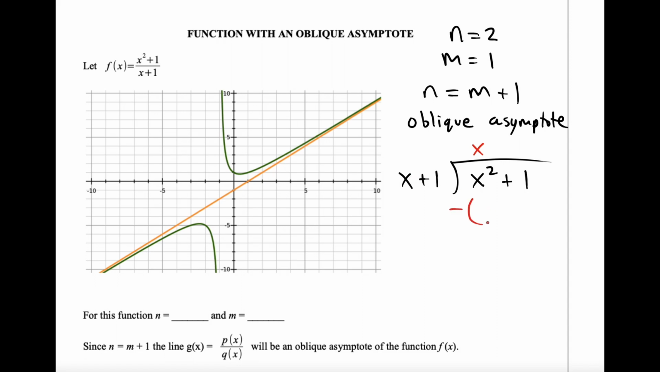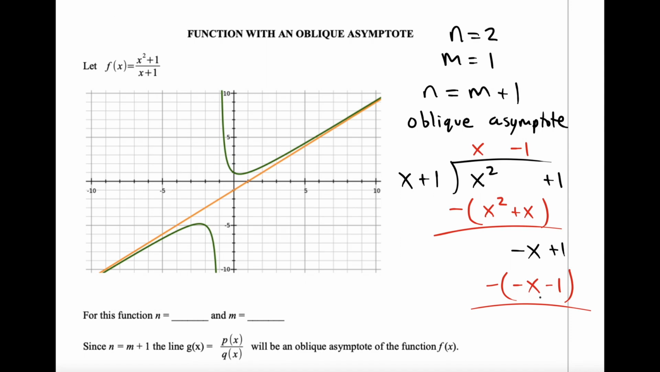Let's see, now we'll subtract. X times x makes x squared. I have to move this plus 1 over. Minus x makes negative x. Bring down the plus 1. And we'll multiply by negative 1 there. Now we're going to subtract. Negative x minus 1, looks like. So here we get a remainder of 2.